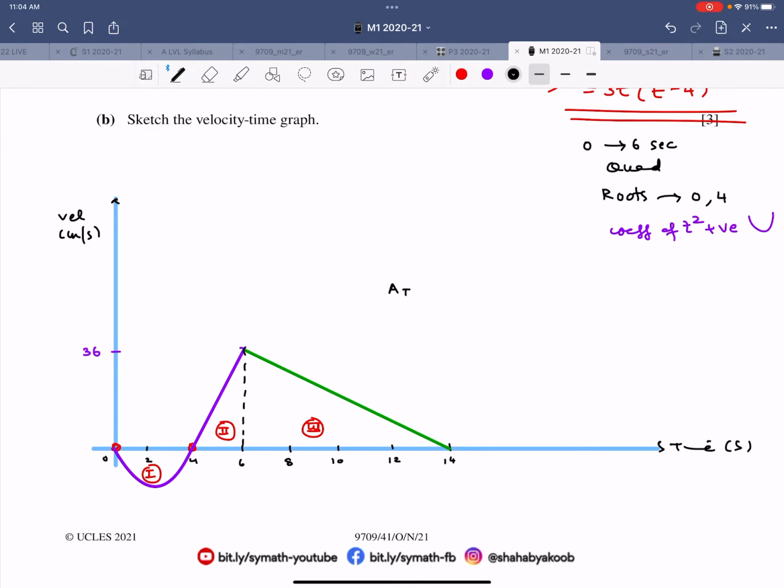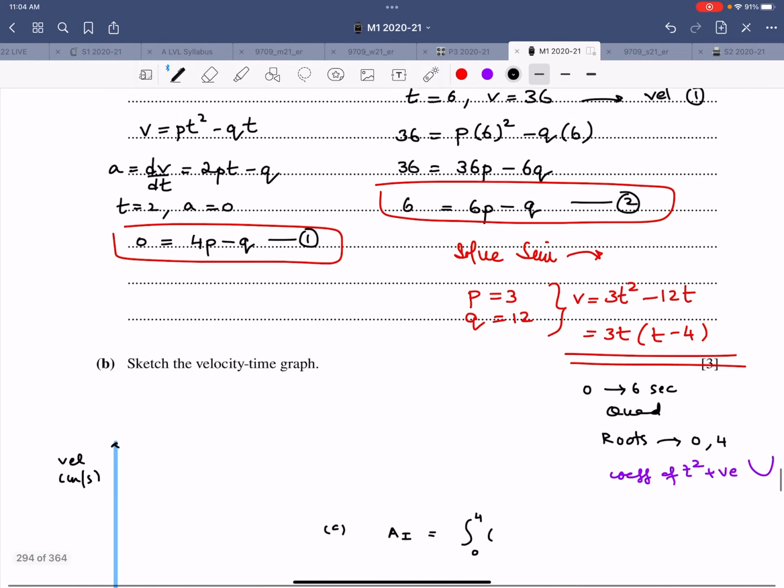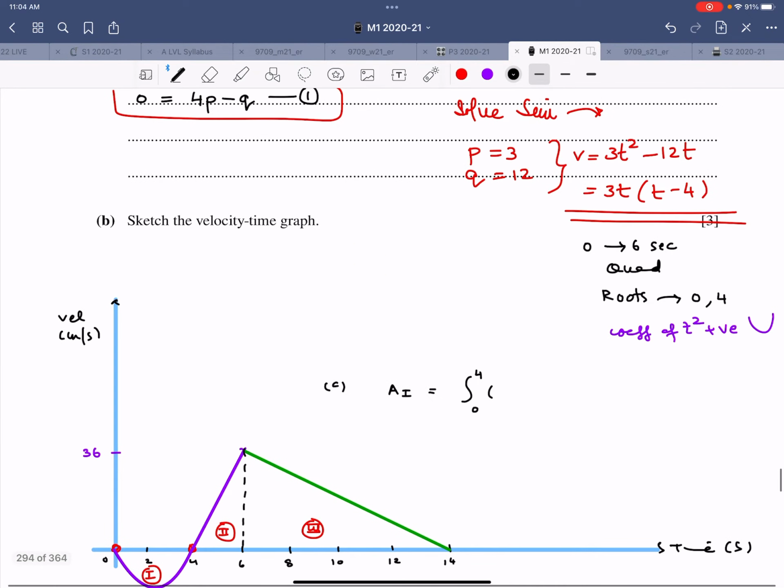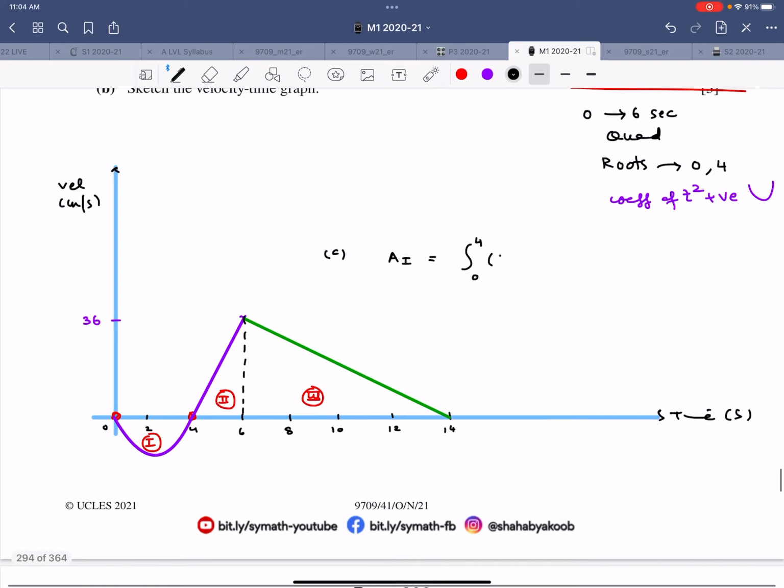Area of region 1, this is part C. That is integrate between 0 to 4. Which equation? The first equation. That is 3t square minus 12t, so that is 3t square minus 12t dt. Area of region 2, that is still a graph. It looks like a straight line, but it's still a graph. 4 to 6, 3t square minus 12t dt.